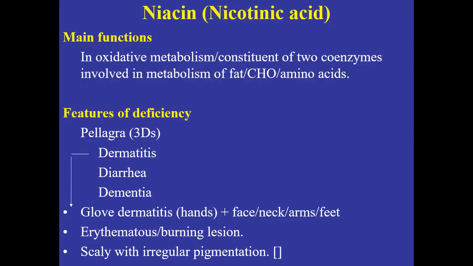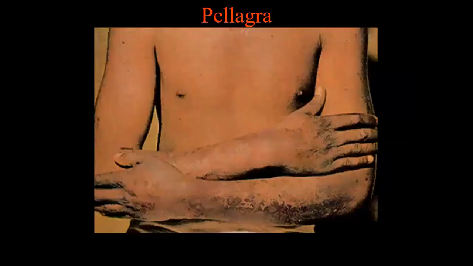Niacin, nicotinic acid, the main function in the oxidative metabolism, constituent of two coenzymes involved in the metabolism of fat, carbohydrate and amino acid. Features of deficiency: يسموها 3D، هي البلاغرا: dermatitis, diarrhea and dementia. Glove dermatitis يعني بالهاند والفيس, neck, arm and feet. Erythematous burning lesion and scaly lesion with irregular pigmentation. This is the type of dermatitis. هذه هي البلاغرا.